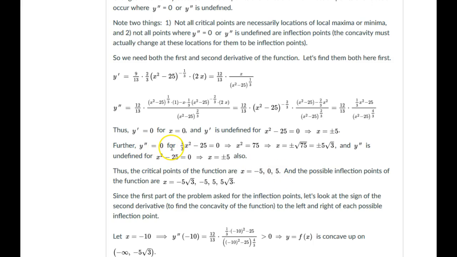The second derivative is 0 when its numerator is 0. (1/3)x² − 25 is equal to 0, which means that x² is 75, which means that x is plus or minus the square root of 75. 75 is 25 times 3, so the square root of 25 is 5, left with the square root of 3, so plus or minus 5√3. Y double prime is undefined when its denominator is 0, so it's also undefined for x equals plus or minus 5. So those are all the possible inflection points, plus or minus 5√3 and plus or minus 5, listed in order from left to right here.